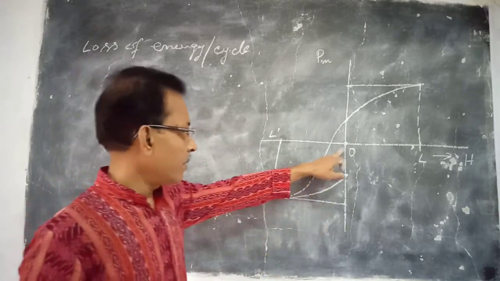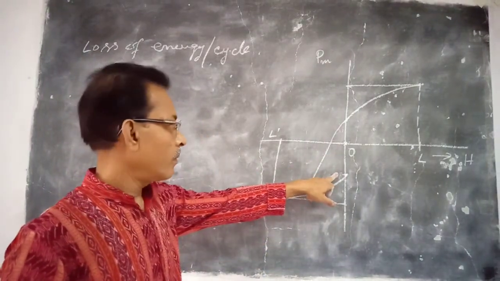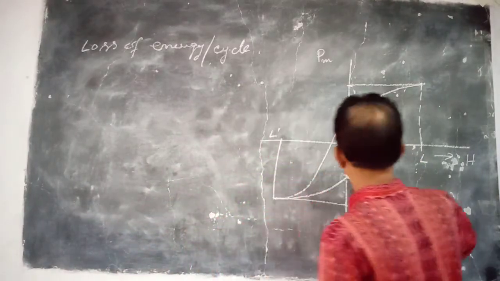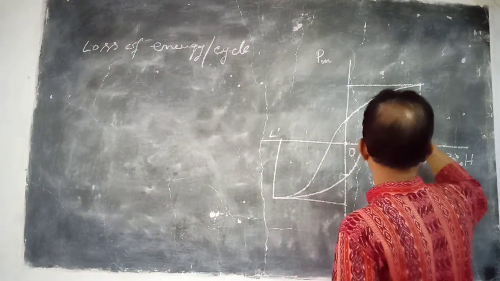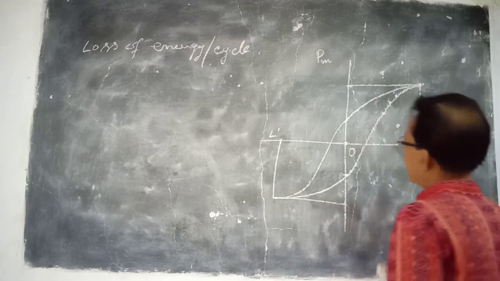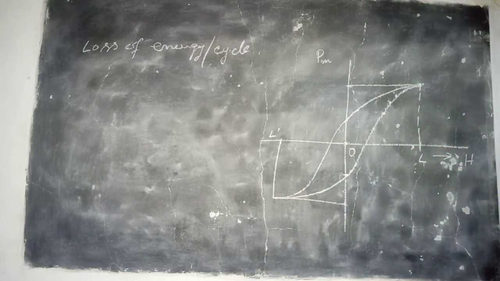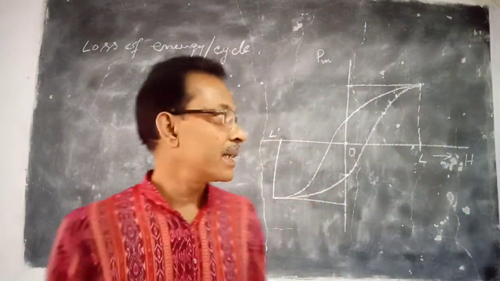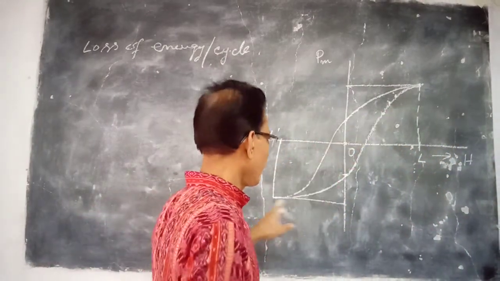It comes here, severe magnetization it retains. Then again it goes from here to here, again that will follow this path. So when a specimen of ferromagnetic material is subject to a cycle of magnetization, it will follow this path always.